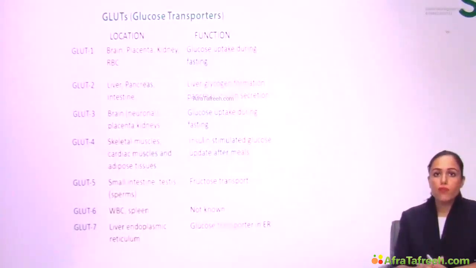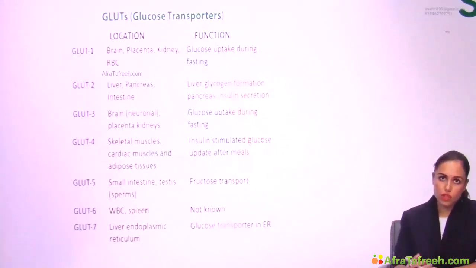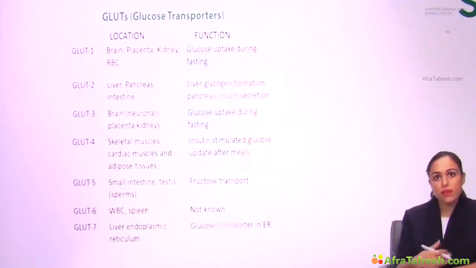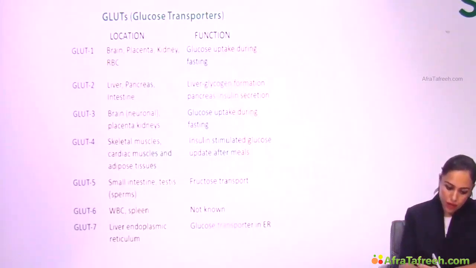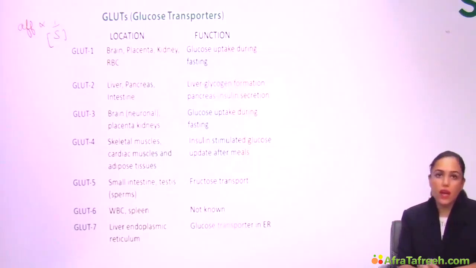Now let's do the detail of facilitative transport, that is GLUTs. We have to do this table of GLUTs, glucose transporters, that which GLUT is present in which location and what is its function. We will not cram this table. We will go with the concept, and I will take a formula here. That is, affinity is inversely proportional to substrate concentration, and GLUT1 and 3. GLUT1 and 3 I'm going to take first.